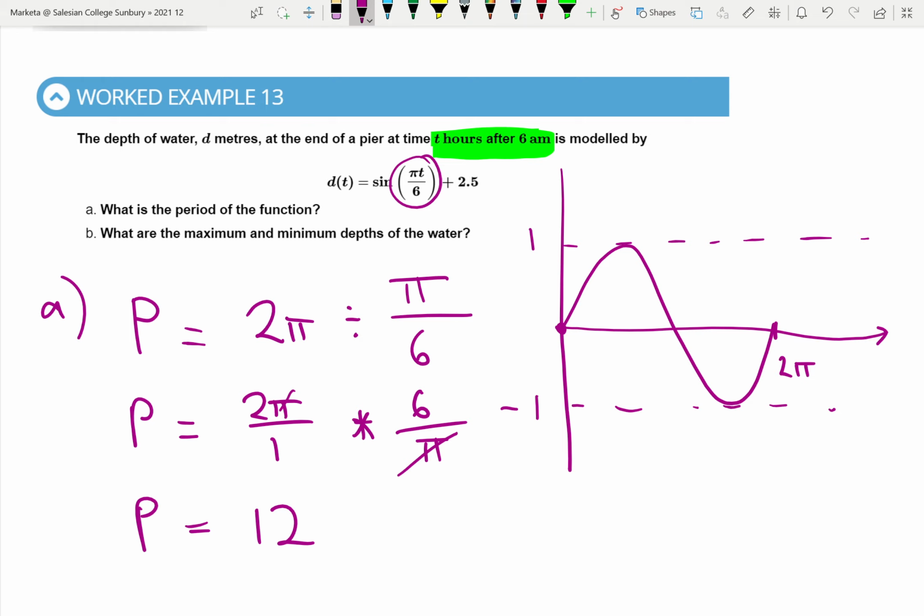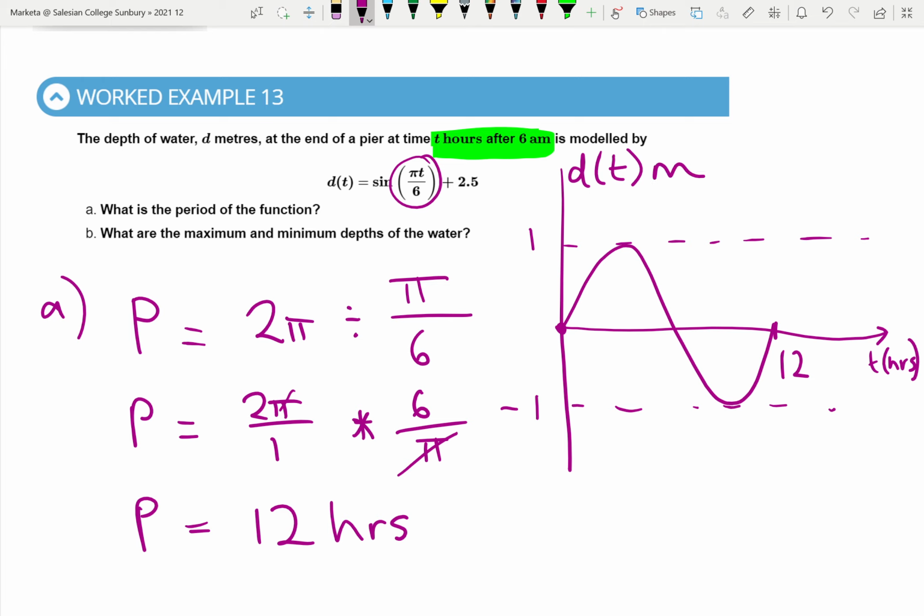And this is quite a sensible answer, because we can think in 12 hours, that's half a day, and the water depth varies in a cyclic way, around 12 hours. So that would repeat in the next 12 hours. So there's the first bit, that's the period of the function. And what that means for our graph is that instead of 2 pi, it goes 12. And this is time in hours. I should write that on. And then I should put the depth of t, and that is in meters.